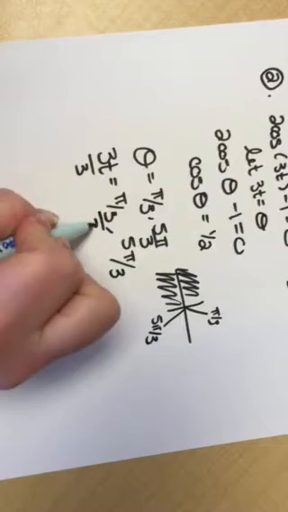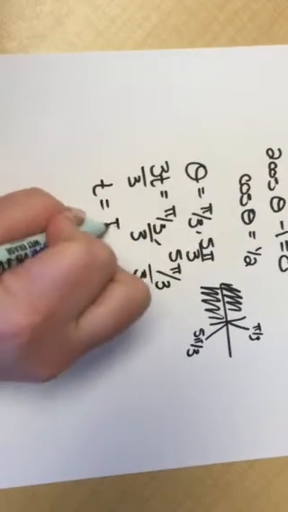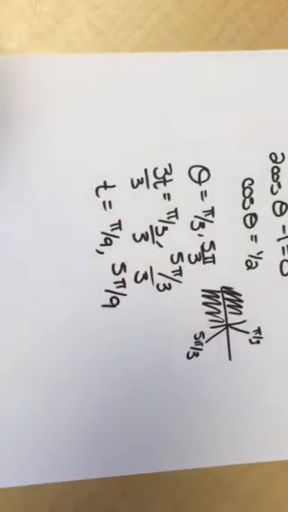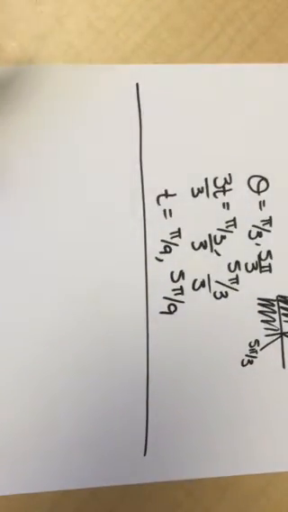Divide both answers by 3, and you're going to get simply that t equals pi over 9, comma, 5 pi over 9. And there's your 2 answers. Wasn't so bad. Okay, next problem. Here we go. We got this. We're on a roll now.